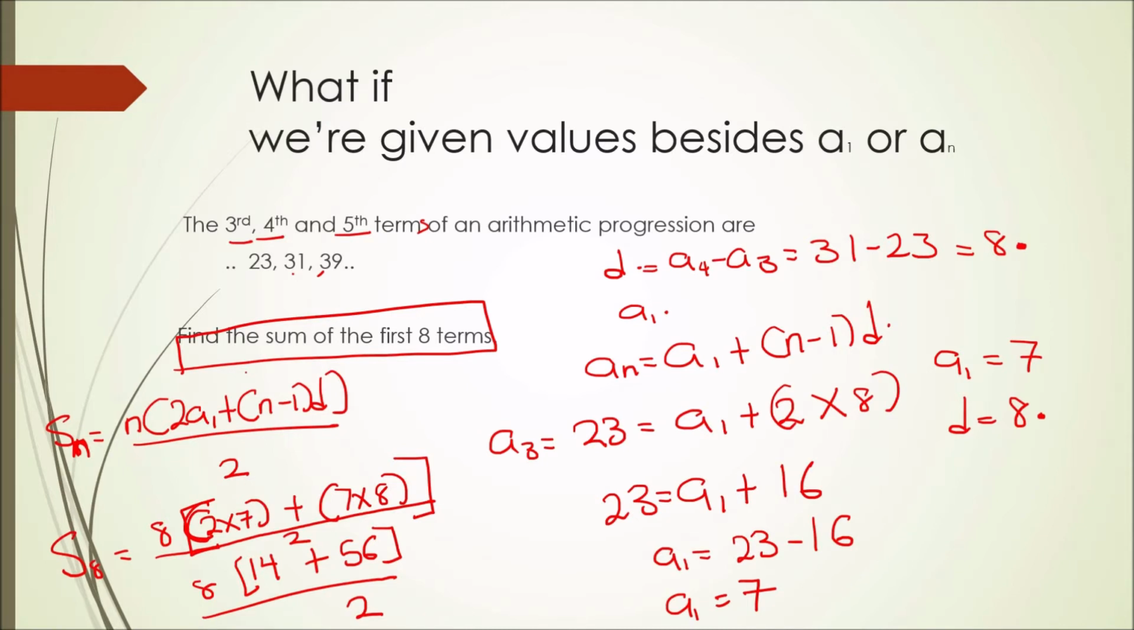to find the sum. Okay, as long as you can find your A1, you can use it here. Find your A1 by using this formula, and then find your D by just simply subtracting two consecutive terms, A4 minus A3, A5 minus A4. You're going to get your D, and then just slot your values in this formula, Sn equals n(2A1 plus (n minus 1)D) over 2. Okay.